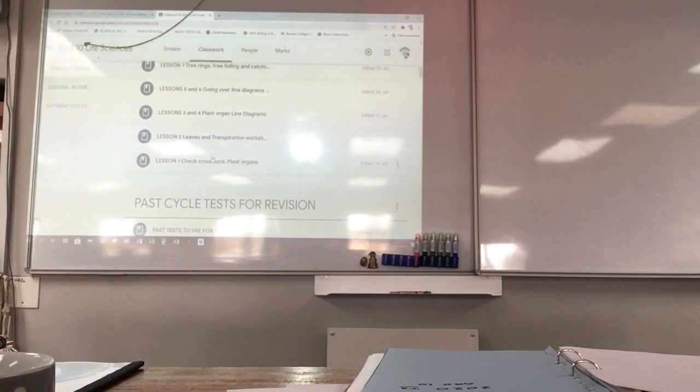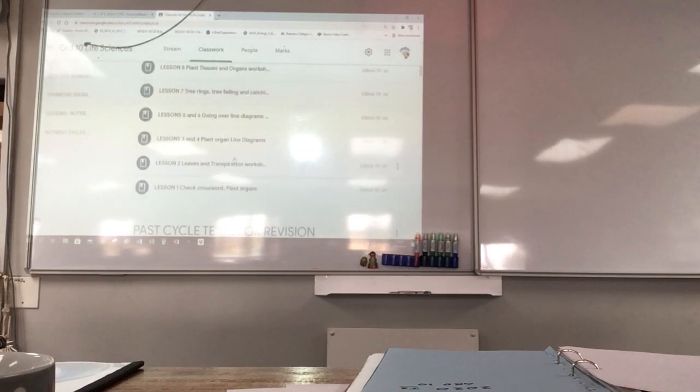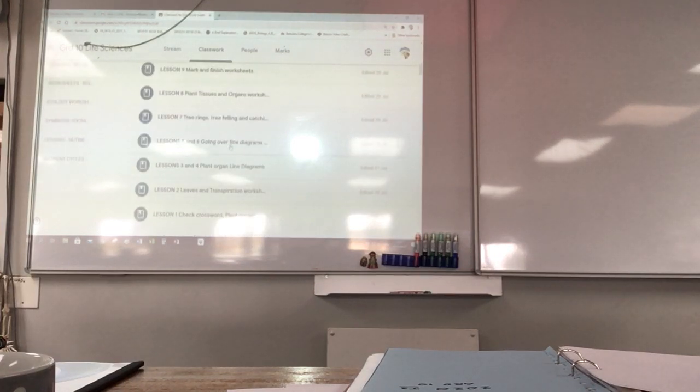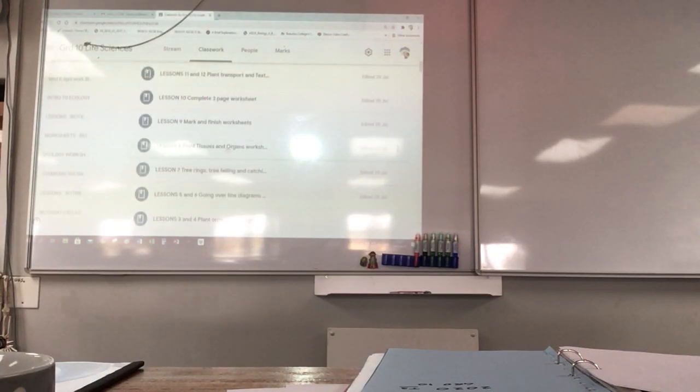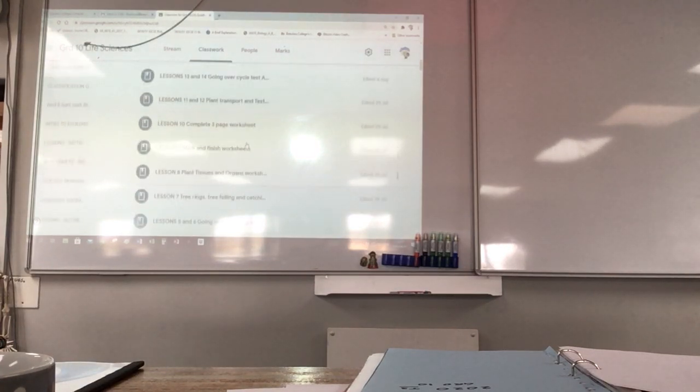Okay, so check that crossword from plant tissues. I gave you that transpiration worksheet. The line diagrams, we normally do them. Just spend a bit more time on that. Do you remember the tree rings and the annual rings? And I found some extra things on there. Then that plant tissues organs worksheet, that was a new one.